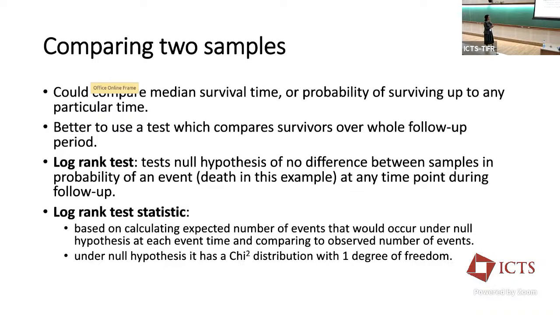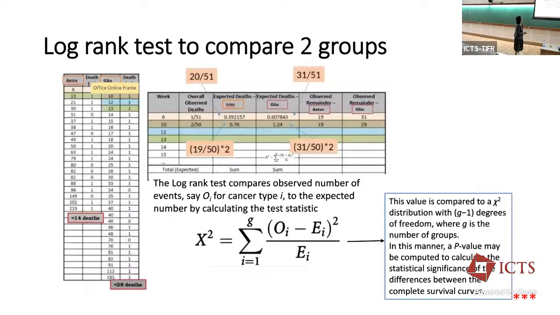Now, we use a log rank test. This tests the null hypothesis that there's no difference between these two groups. And this, I think, they explained on the first day, the hypothesis testing. So log rank test statistics is based on calculating the expected number of events that could occur under null hypothesis at each event time and comparing to observed number of events. And this is done under the null hypothesis. It has a chi-square distribution and 1 degree of freedom. This is statistics, and my disclaimer, I'm not a statistics person, and these things I think have been taught in the first day.